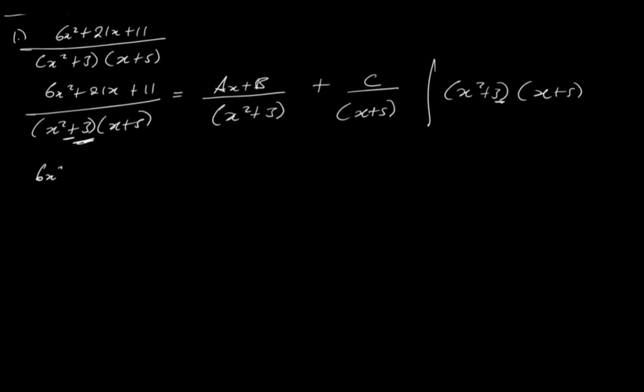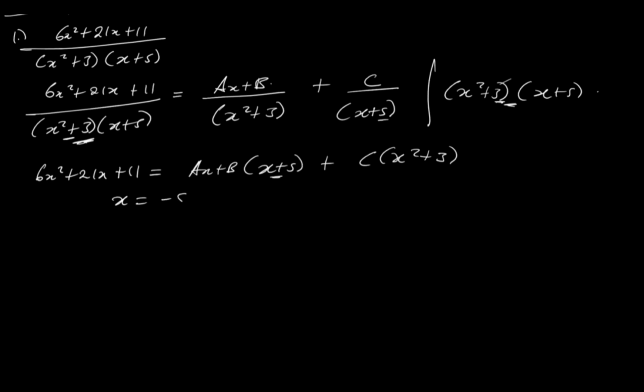So you have 6x squared plus 21x plus 11 is equal to this by that. You will find that this will cancel out, and you only have (Ax plus B) times (x plus 5), plus, if this expands with that, you only have C multiplying x squared plus 3. Like that.